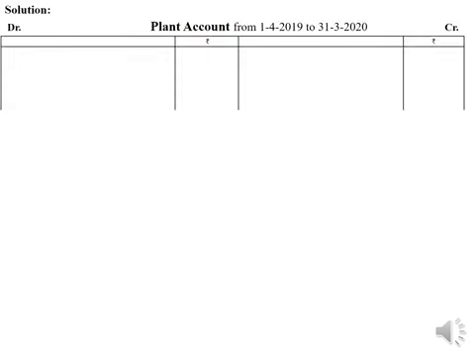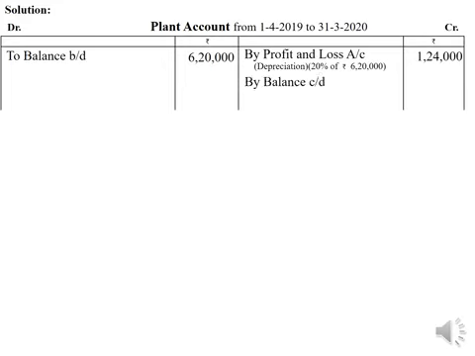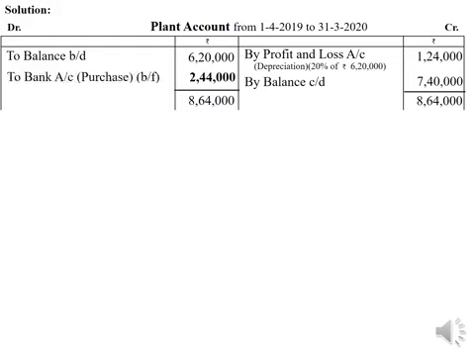Solution: plant account has to be prepared. Opening balance rupees 6,20,000. Depreciation has to be charged at 20% on opening balance is given. Therefore, 20% of 6,20,000 amounts to 1,24,000. It has to be charged to profit and loss account. Next is closing balance 7,40,000. So it amounts to 8,64,000 on credit side. Balancing it on debit side, we get 2,44,000 as purchases during the year, balancing figure. Therefore, it should be credited to bank account. Plant account debtor to bank account.